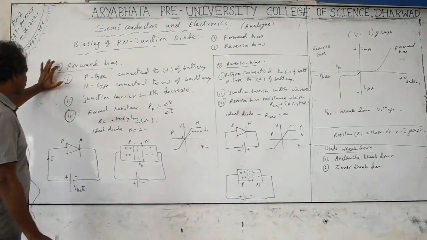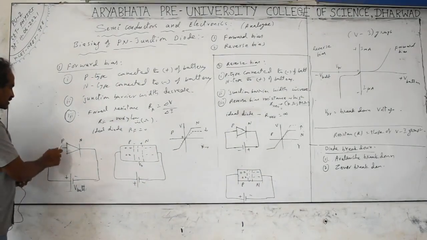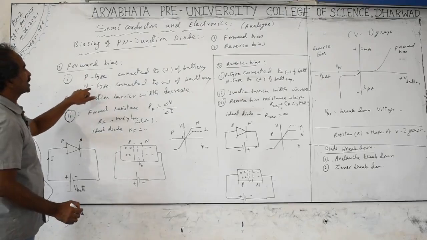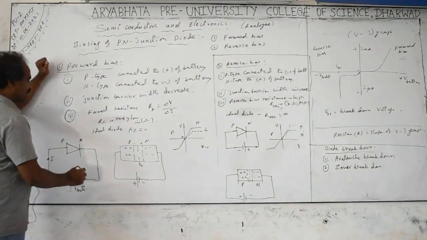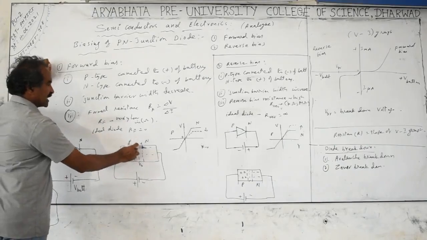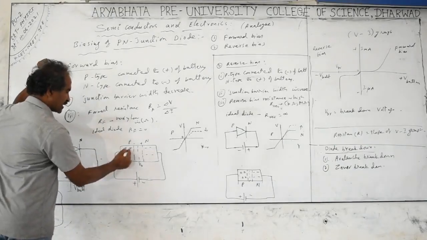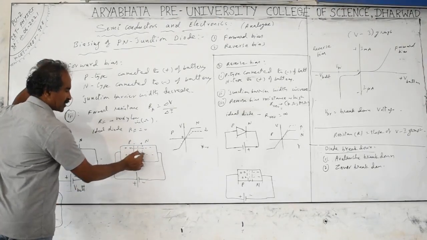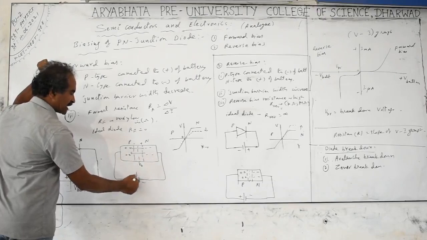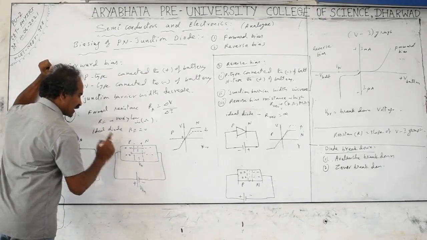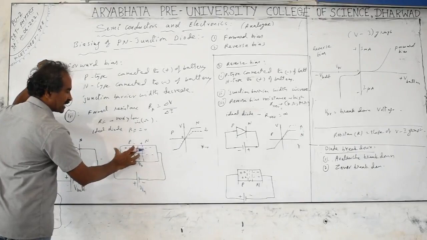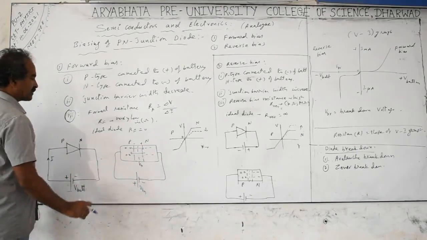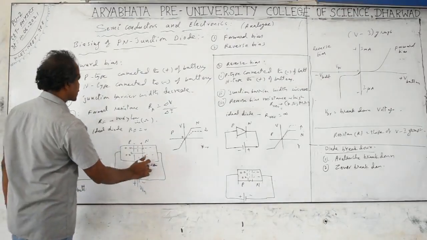What is forward bias? In forward bias, the P type is connected to the plus of the battery and the N type is connected to the minus of the battery. P type to plus, N type to minus. What happens to the junction barrier is that it decreases. The holes are repelled by the plus, so holes will cross the junction towards the N type, and electrons cross the junction towards the P type because of the battery. Electrons and holes crossing the junction in opposite directions produce current. So in this case the barrier potential decreases.